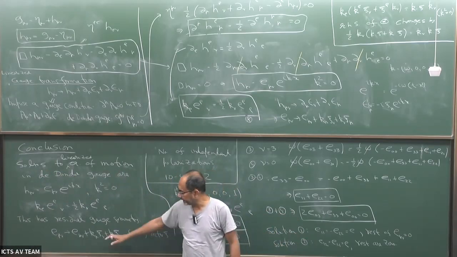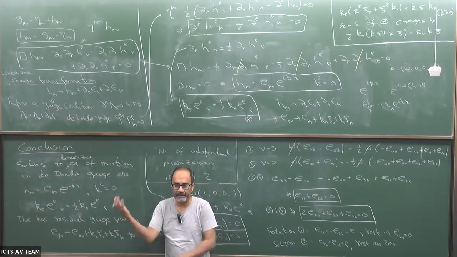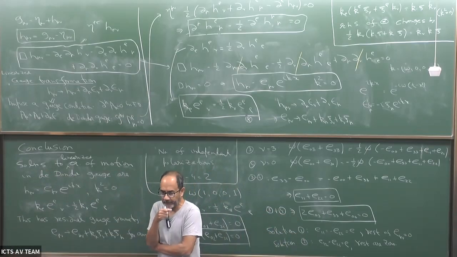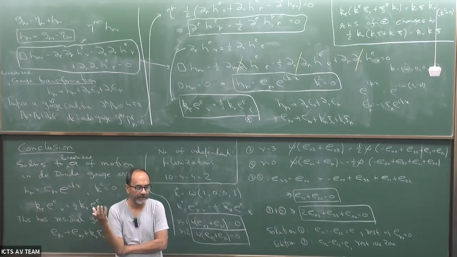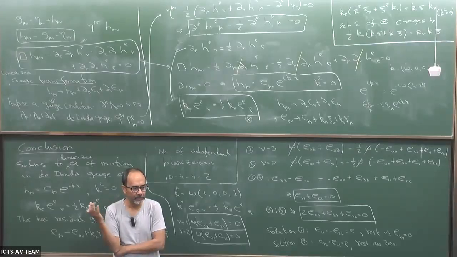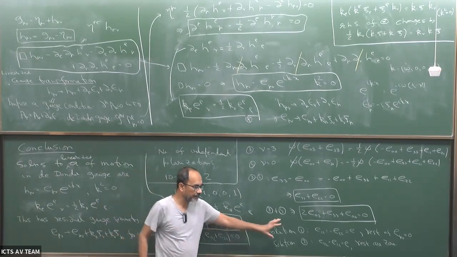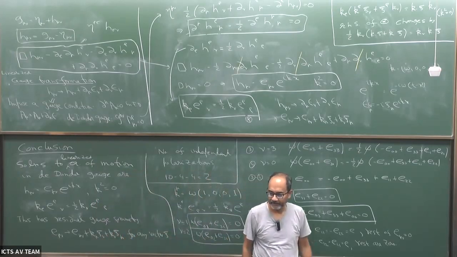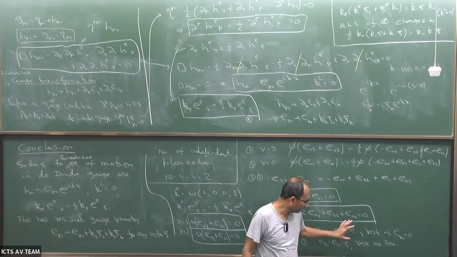Those 4 are not useful because they are like the pure gauge. You can always take epsilon mu proportional to k mu and get a solution to the gauge condition in electrodynamics, but that you know is not a physical polarization. Because these are the physical polarizations of the gravitational waves.